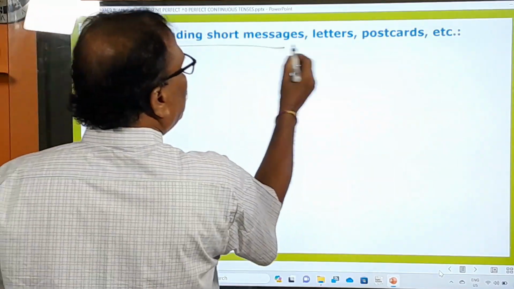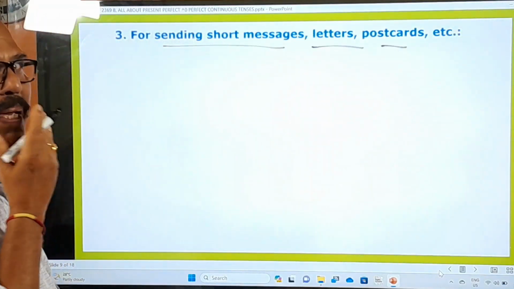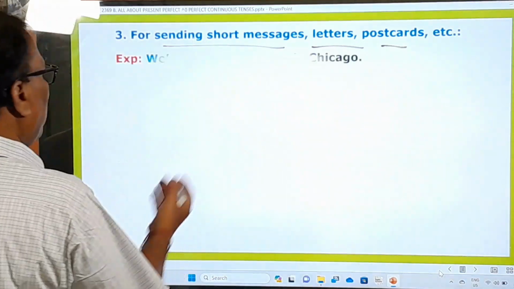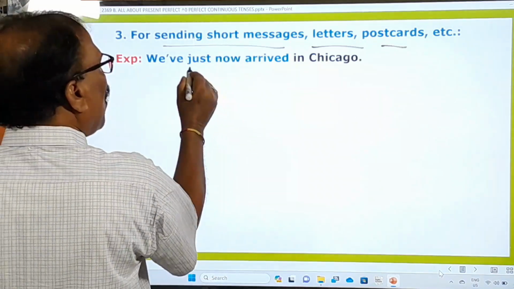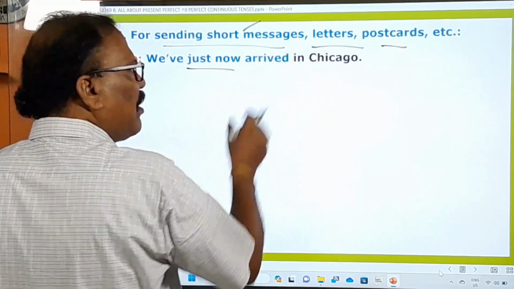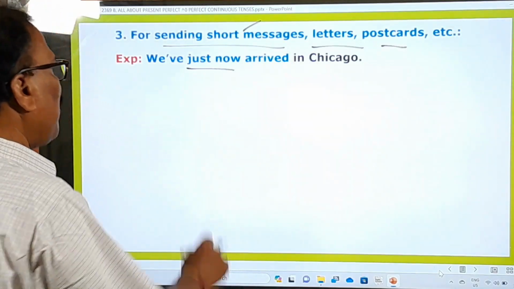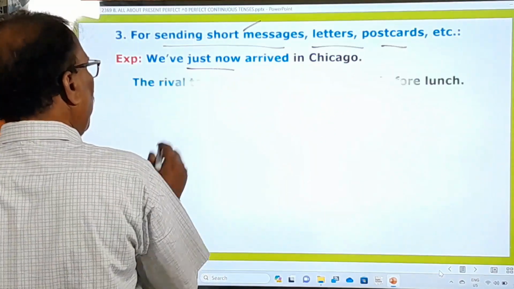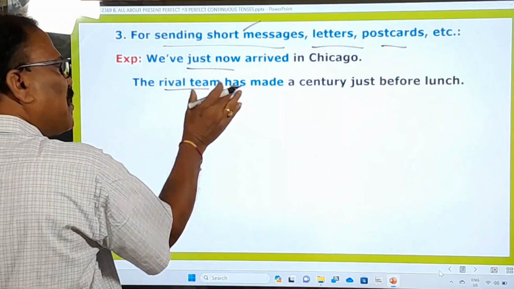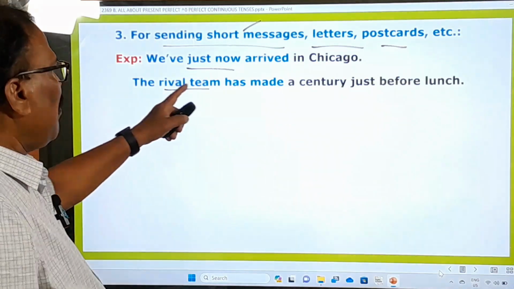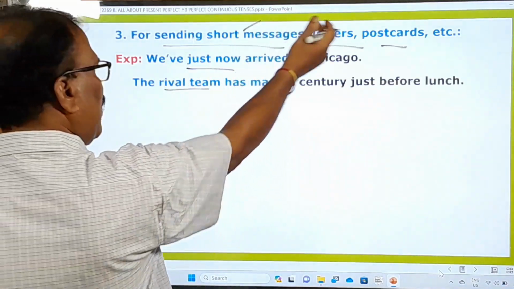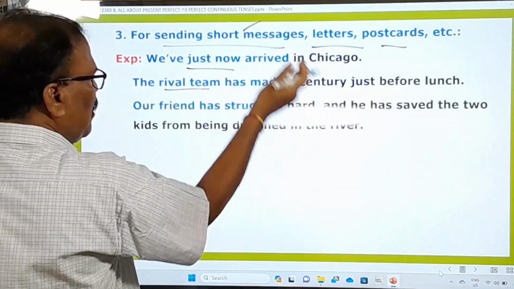For sending short messages, letters and postcards, okay, we use only present perfect tense and nothing else. Okay, this is an additional or special use. We have just now arrived in Chicago, right? It's a short message. You are sending this message to your friends and relatives or to your parents. And the rival team has made a century just before lunch. So it's a short message, you are sending it to your friend. These are all the messages being sent to your friends.